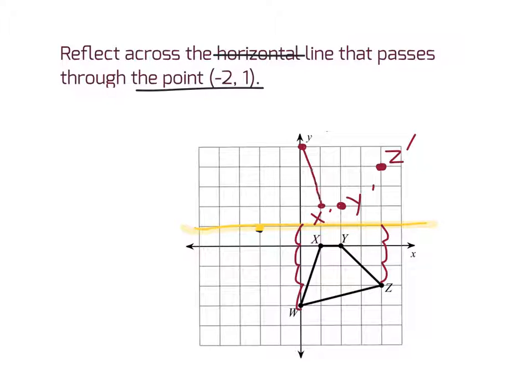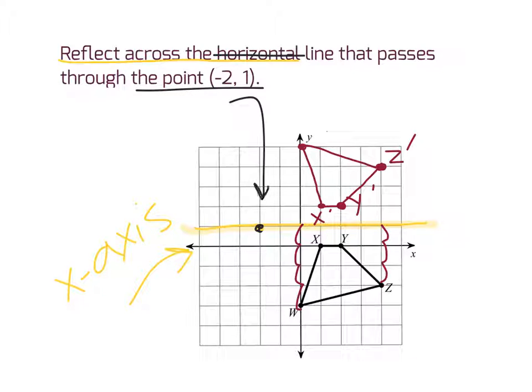It's really important that you highlight your line of reflection so you don't get distracted by your x-axis, because it is really close to the line that the question is referring to, and you don't want to accidentally use the x-axis as the line of reflection, because that is not what the question is asking you to do. It asks you to reflect across the horizontal line that passes through this specified point.